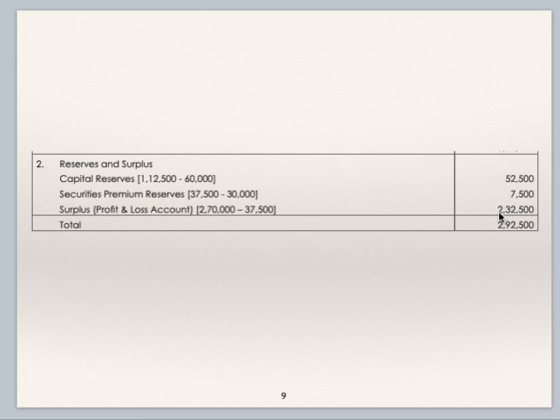So the remaining 2,32,500 is in profit and loss account. So the total amount of reserves and surplus is 2,92,500.